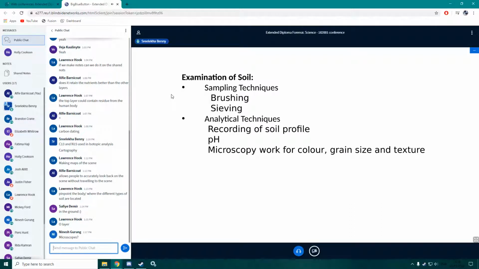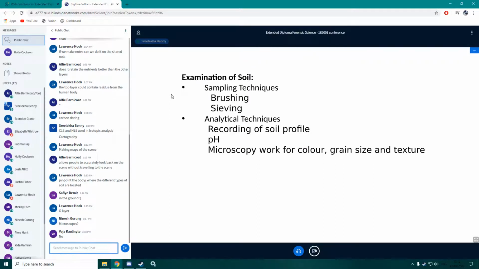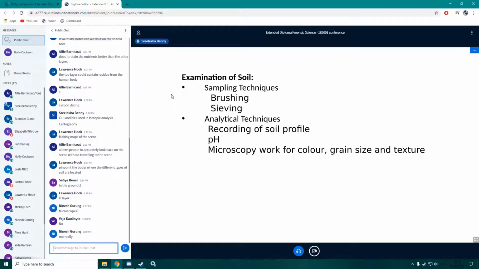Do you know the difference between spectrometry and spectroscopy? Anyone? You can type no if you don't know. Thanks, Vaya. So the difference between spectroscopy and spectrometry. Using spectroscopy you can determine the composition of a substance. You can identify a known compound. That is why we use it in soil analysis.